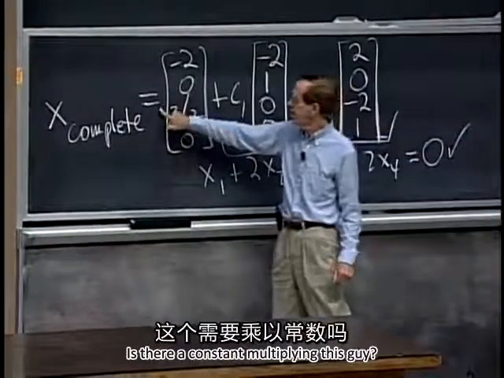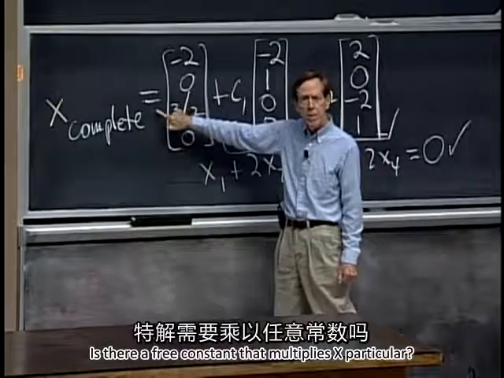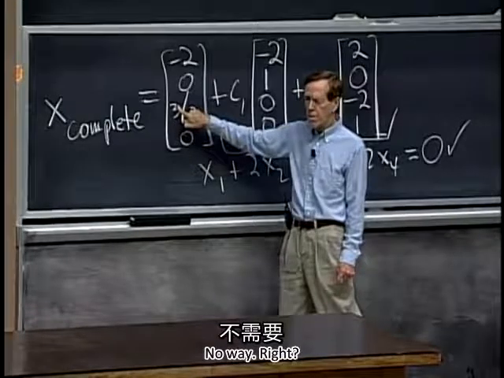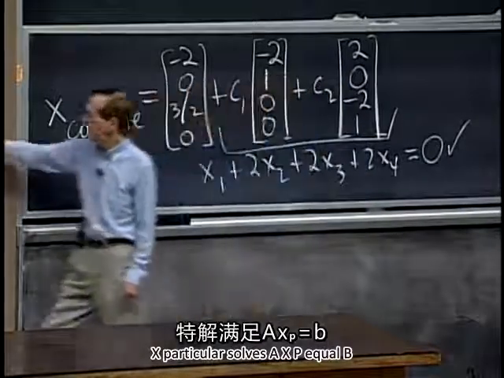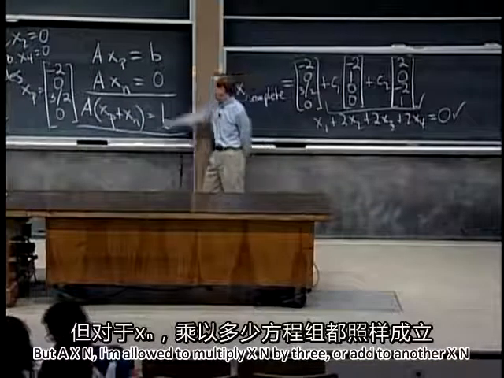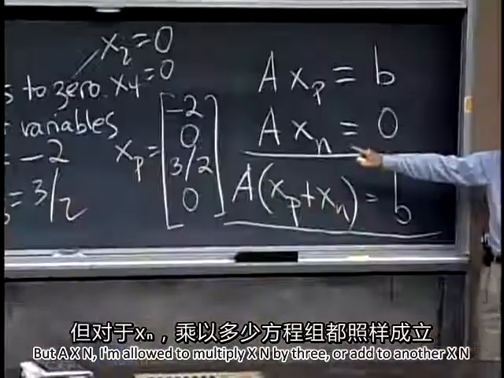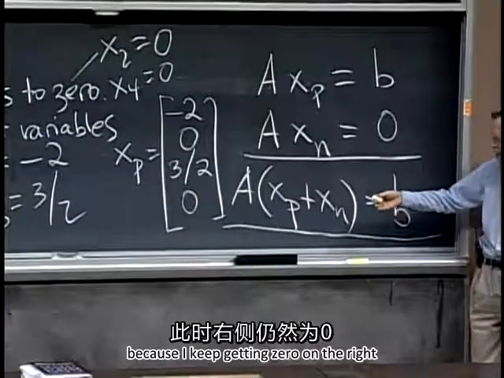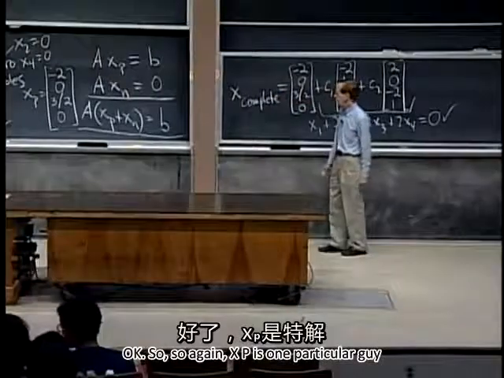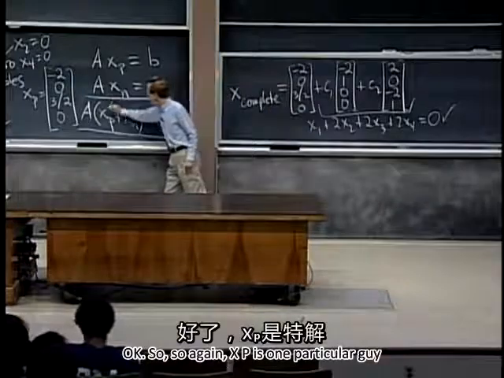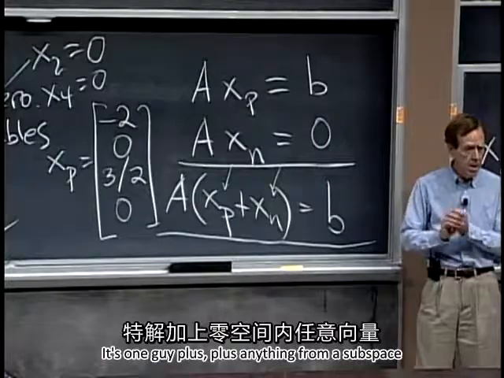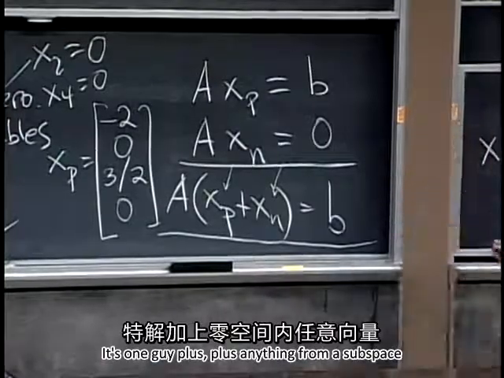Is there a free constant that multiplies x particular? No way, right? X particular solves A xp equal b. I'm not allowed to multiply that by 3. But with A xn, I'm allowed to multiply xn by 3, or add to another xn, because I keep getting 0 on the right. Okay, so again, xp is one particular vector, xn is a whole subspace. It's one vector plus anything from a subspace.